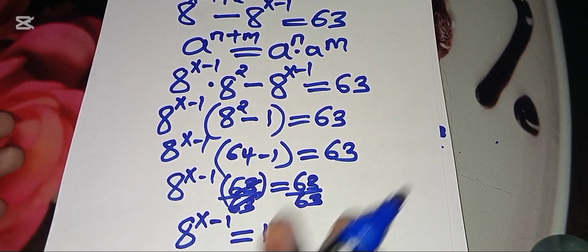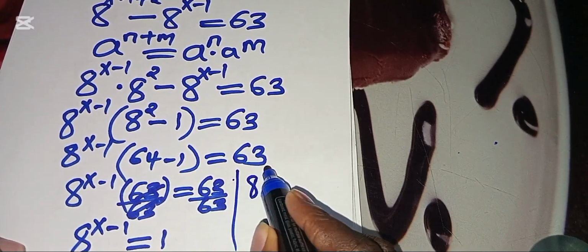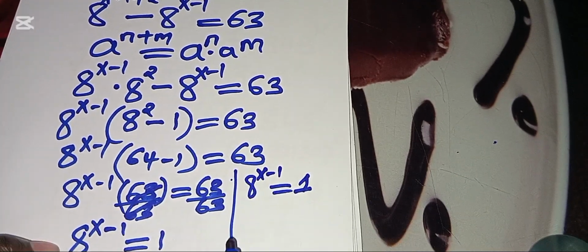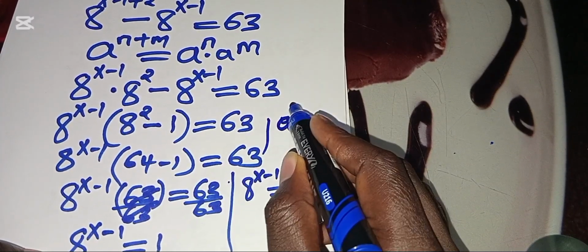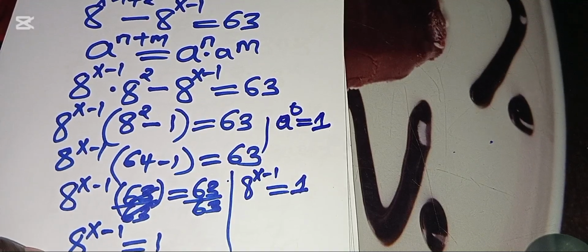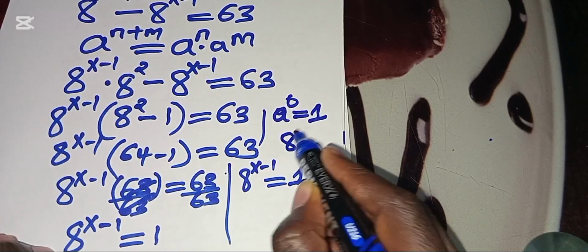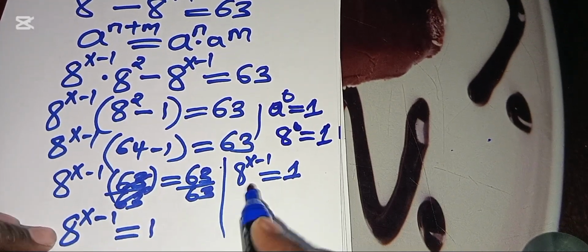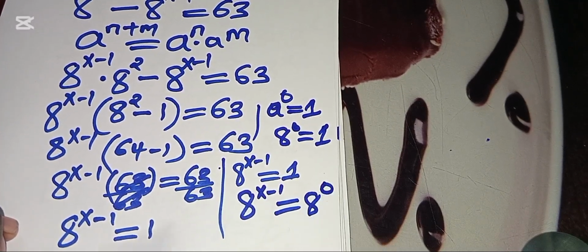Now from there, as you can see, we have 8 raised to power x minus 1, which is equal to 1. But there's an indices property that if you have a raised to power 0, this is equal to 1. If you have a raised to power 0, that gives you 1. So we can just have 8 raised to power 0. This also will give us a value of 1. So we're going to have 8 raised to power x minus 1 equal to 8 raised to power 0.